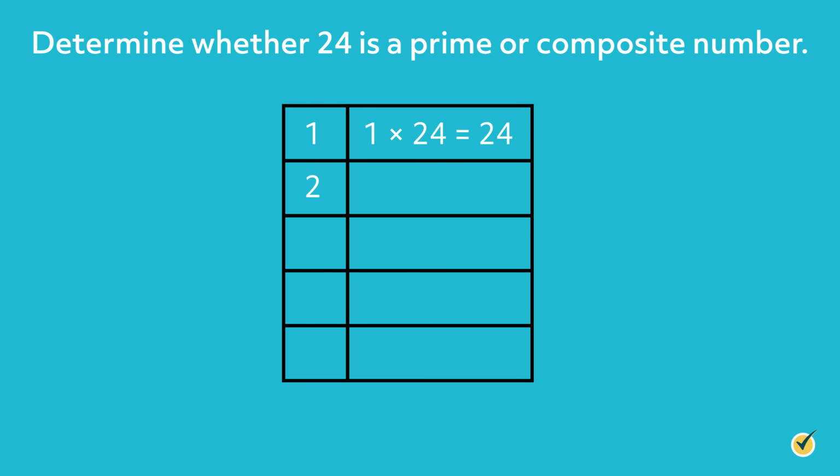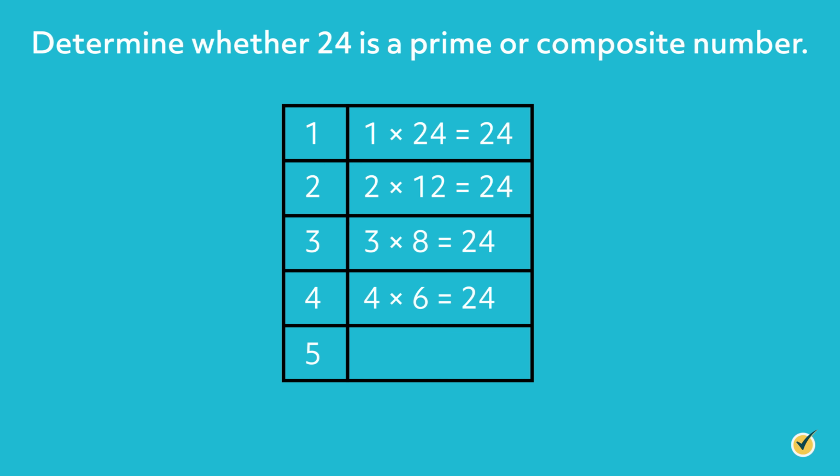Next is 2. 2 times what number equals 24? 2 times 12 equals 24, so 2 and 12 are also factors of 24. After 2 is 3. 3 times what number equals 24? 3 times 8 equals 24, so 3 and 8 are factors of 24 as well. After 3 comes 4. 4 times what number equals 24? 4 times 6 equals 24, so 4 and 6 are factors of 24.